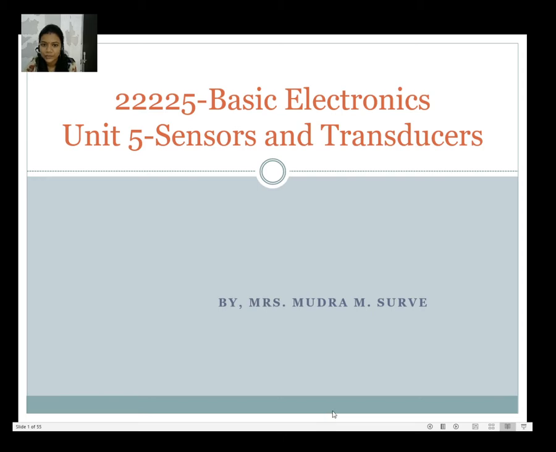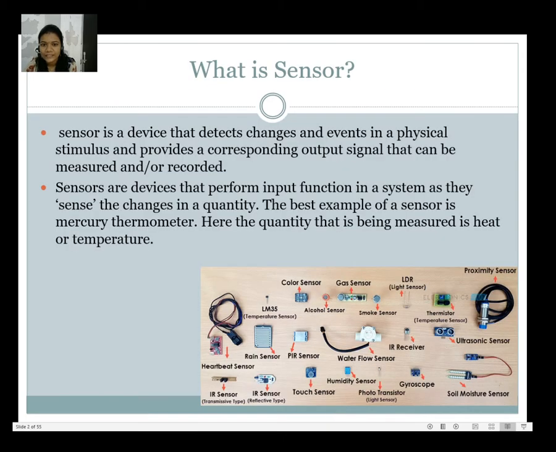So now we are starting our unit number 5, that is sensors and transducer. First we have to understand what is a sensor. As we know, a sensor is a device that detects changes and events in a physical stimulus and provides a corresponding output signal that can be measured and/or recorded. So a sensor is a device which detects a physical quantity and, in short, converts it into an electrical signal.